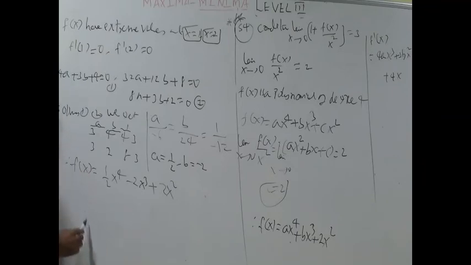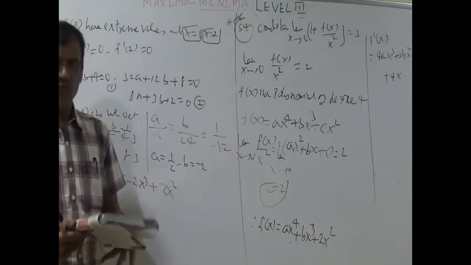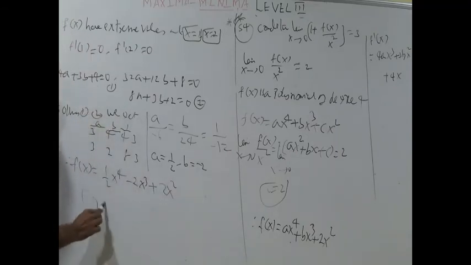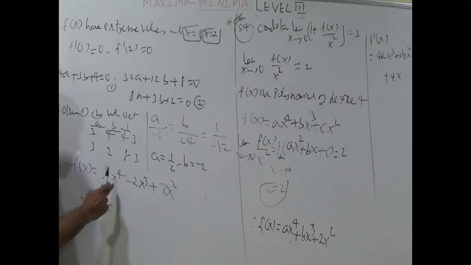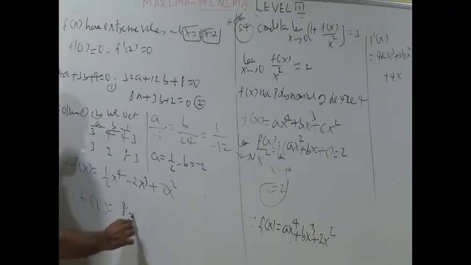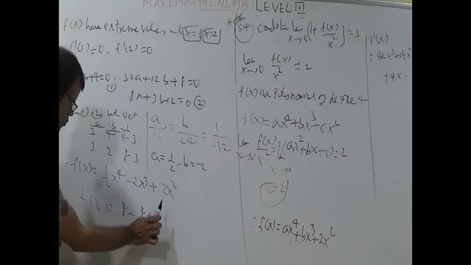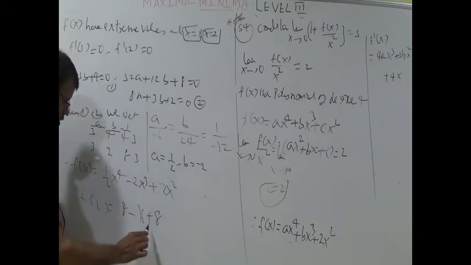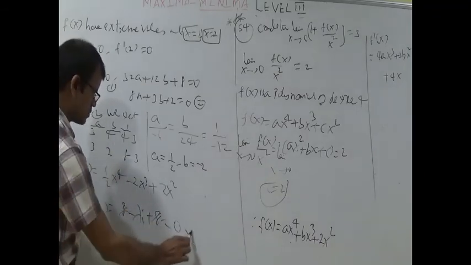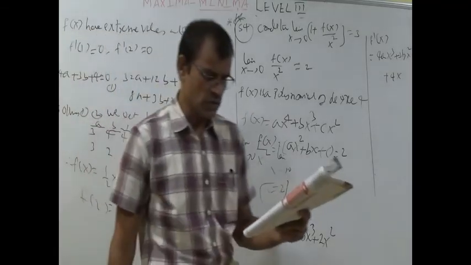Now, according to the options, he asked for f of 2. Substituting, 2 power 4 is 16, by 2 means 8, minus 2 into 2 cube, which is 16, plus 2 into 2 square, which is 8. So 8 minus 16 plus 8 becomes 0. f of 2 is equal to 0.